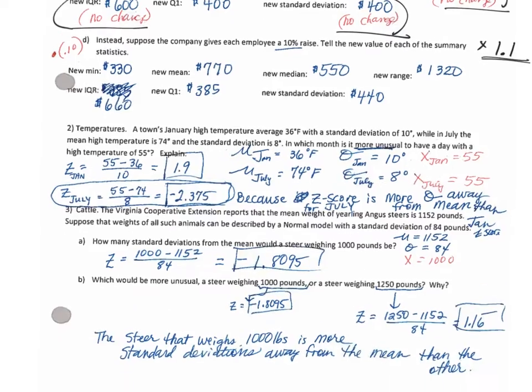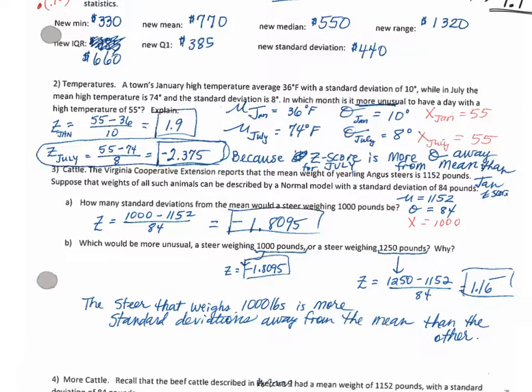Okay, now here we've got January information and July information. Obviously, very different sets of temperatures. And so we want to see in which one of those months 55 is more unusual. That's the one that's going to be more standard deviations away from the mean. So in both of these cases, 55 is the X value for that particular month. So I did X minus the mean over the standard deviation for each. For January, I get positive 1.9. For July, I get negative 2.375.